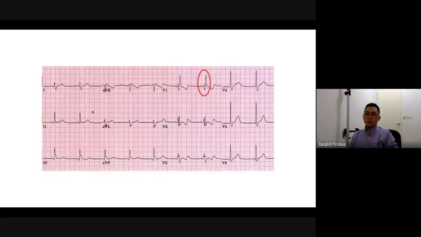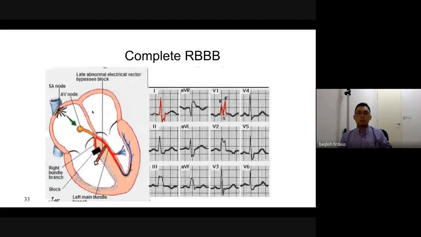So why is bundle branch block important? Because if a patient presented with sudden onset of chest pain and is not known to have a previous ECG of right or left bundle branch block, you must assume that the patient has acute anteroseptal MI.